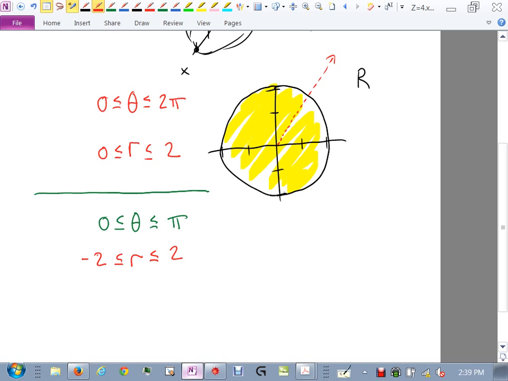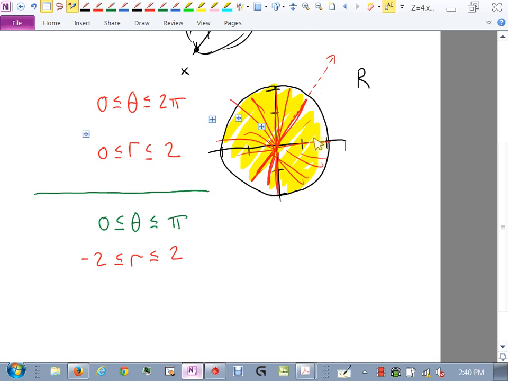Because when I point out this direction, I will walk out 2, but I will also be able to walk backwards 2. So I would draw everything here. And if I rotate a little bit more, I will draw everything there, and rotate a little more, everything there. And then eventually, when I go only to pi, I will have drawn everything. Does that make sense? But you could not change this to 0 to 2 pi and negative 2 to 2, because then what would happen? You draw it twice. See the difference? And you don't want to overlap, because that'll give you an incorrect answer. Y'all there?